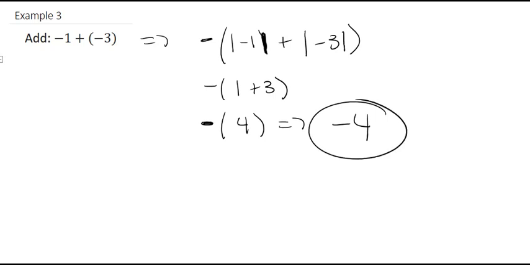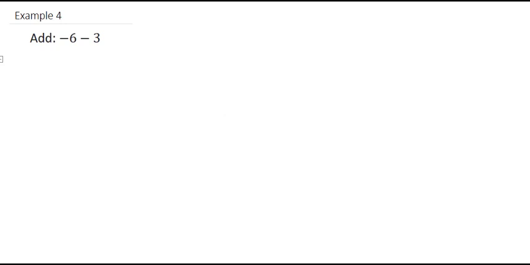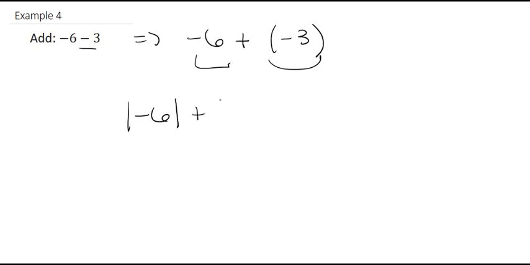Let's look at another example here. Add negative 6 minus 3. Now, if we go minus 3, it's the same as saying negative 6 plus negative 3. It's just two ways to write it differently. Now, we can do the same thing as we've done before. We can make these two numbers positive by taking the absolute value of both of them, put it inside a parentheses, and then we're going to add that negative sign to the outside. This is because we want to keep the sign of both these numbers.